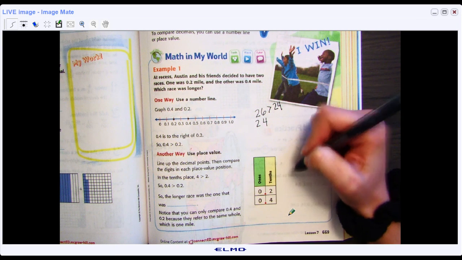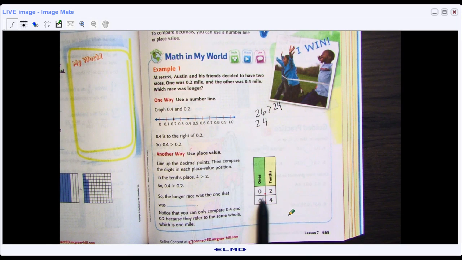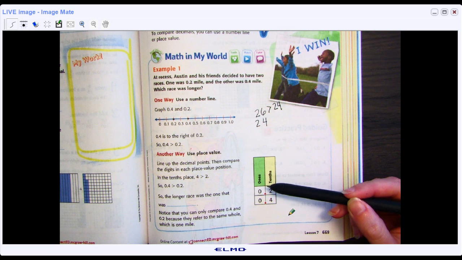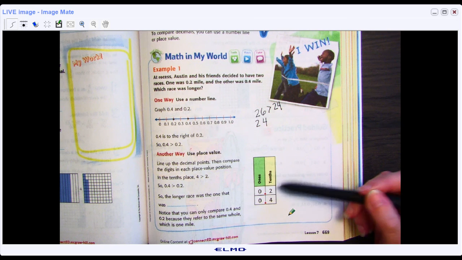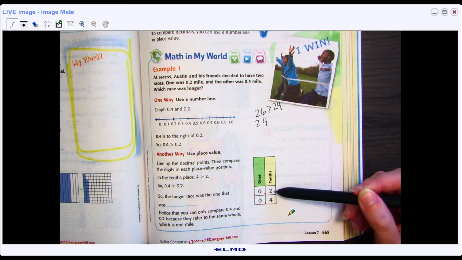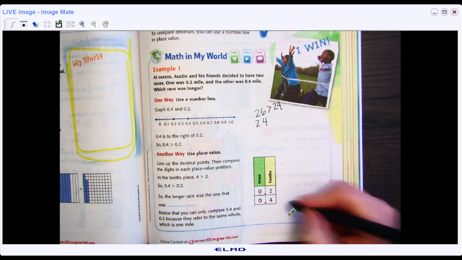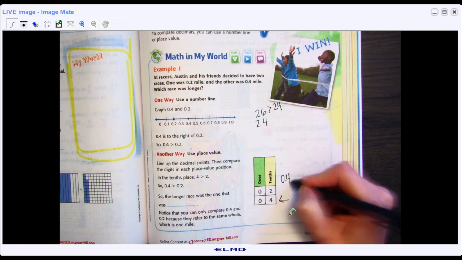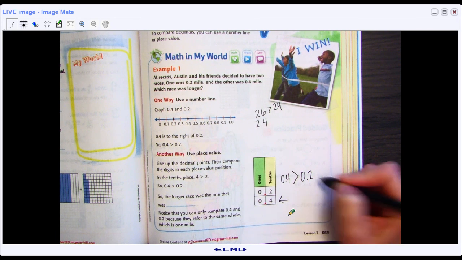So 26 would be greater than 24. It's the same thing, but the place value chart looks a little bit different because you got a decimal in here. So here is the ones place right here. Neither of these races was more than 1 mile long. So there's both zeros here. And then in the tenths, you've got 2 and 4. So in this case, you just have to figure out, well, what number is bigger, 2 or 4? Obviously, 4 is bigger. So 0.4 or 4/10 is greater than 0.2 or 2/10.